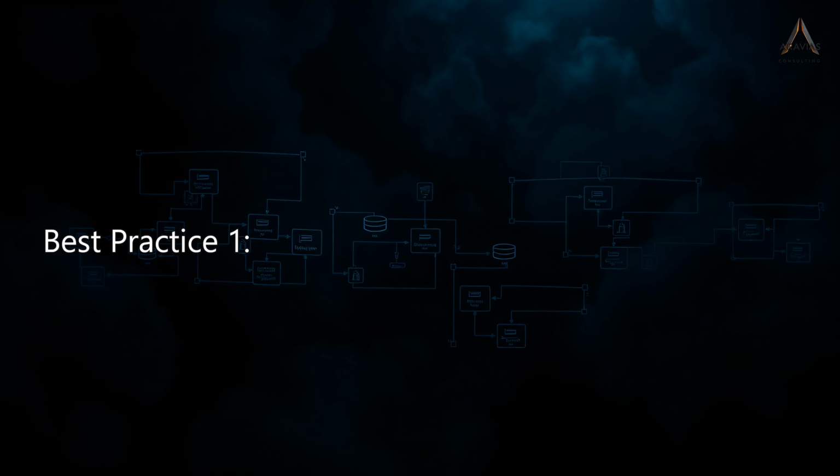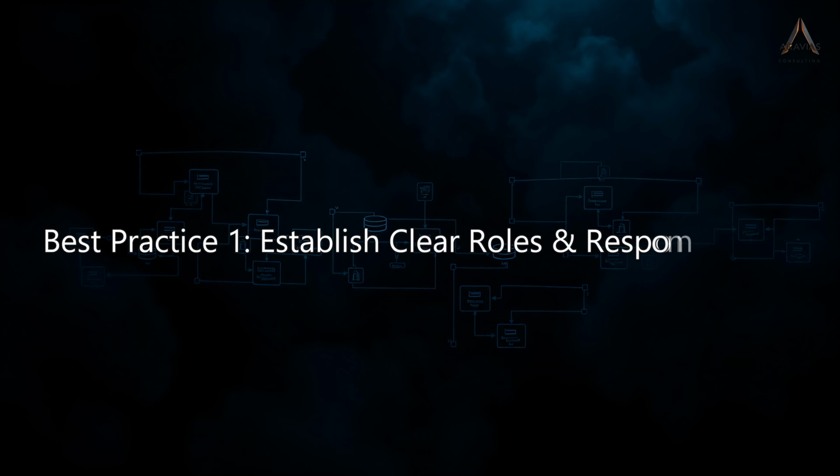Best practice number 1: establish clear roles and responsibilities. Without clear ownership, ADF projects can turn into a blame game. Define roles early to ensure smooth execution. Assign a data engineer to build and maintain pipelines. You as the project manager will oversee timeline, budget, and risk. Designate a data analyst to validate and consume the processed data.